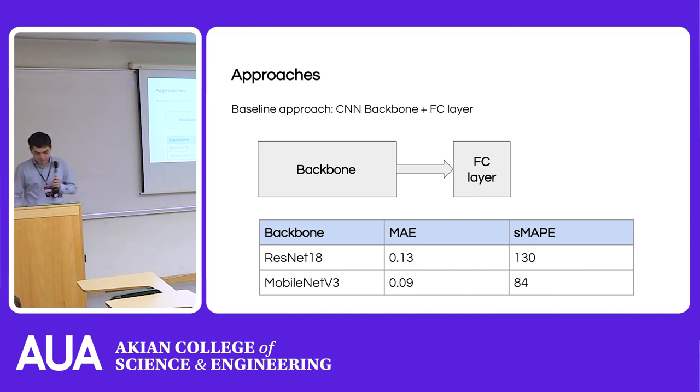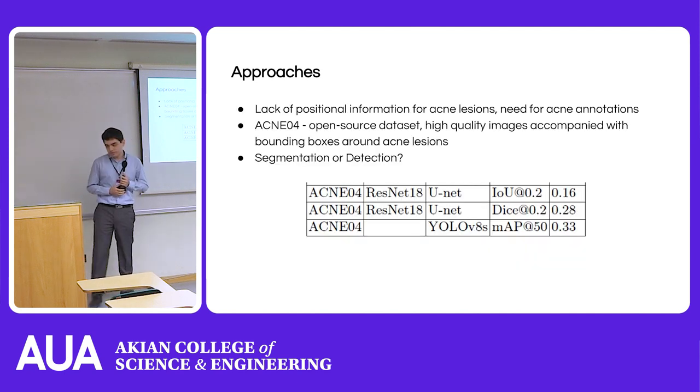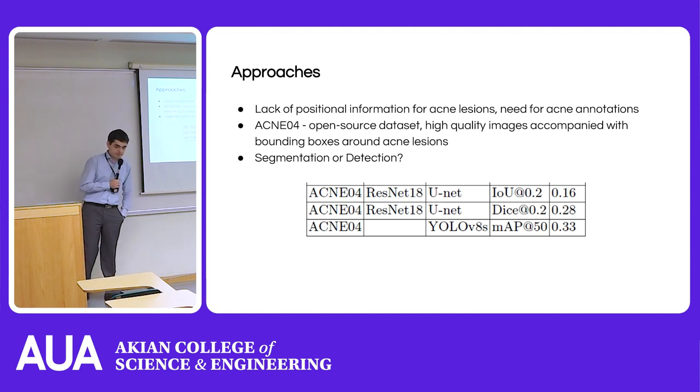And yeah, this is the transfer learning paradigm. Next we note, we think about why we have such deviations, why we have such results, and the main conclusion is that in our main data set we don't have positional information about our acne lesions, so we have to start searching for something additional, and the additional data set which I described earlier is that thing that we lacked.